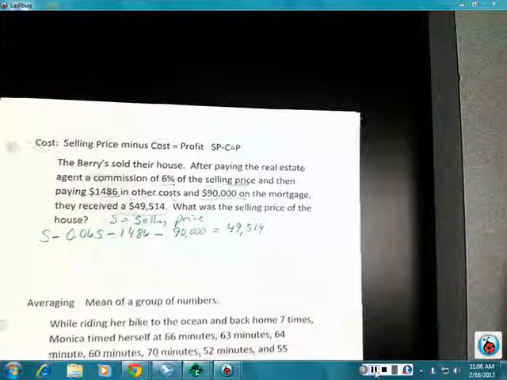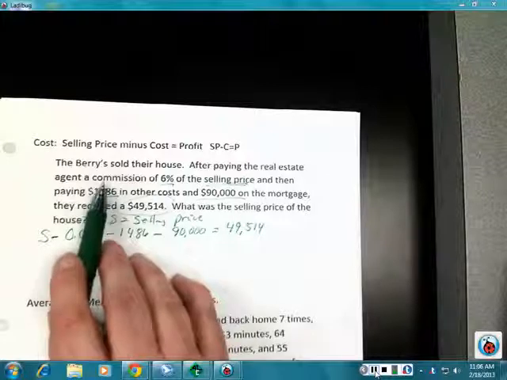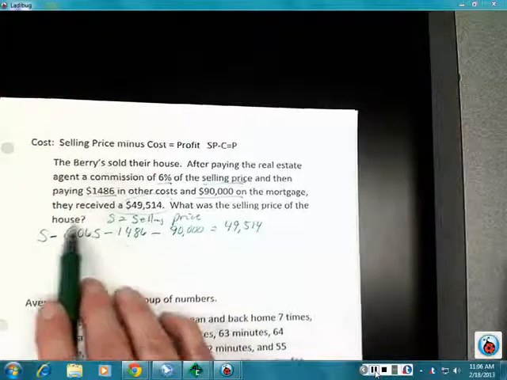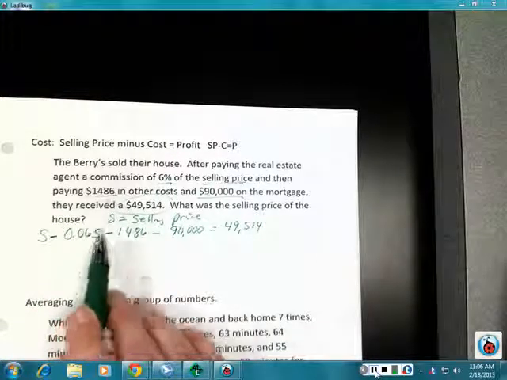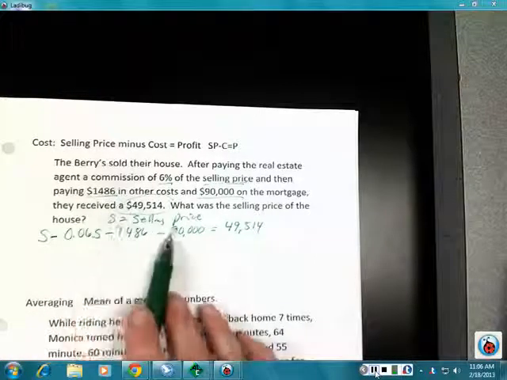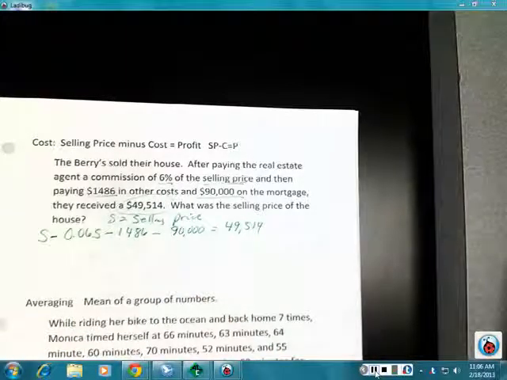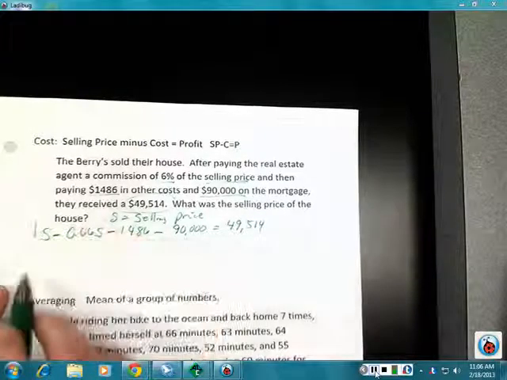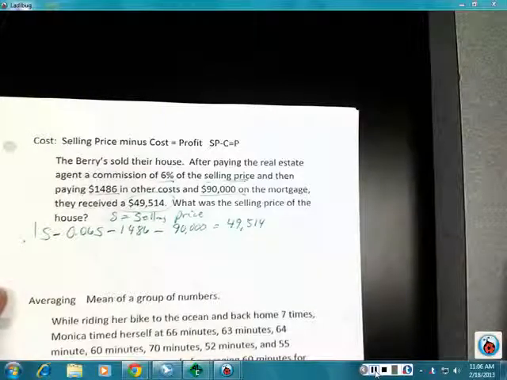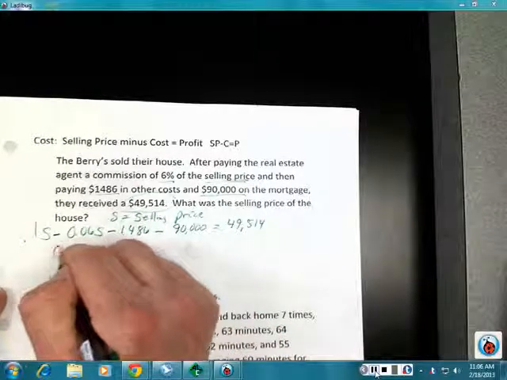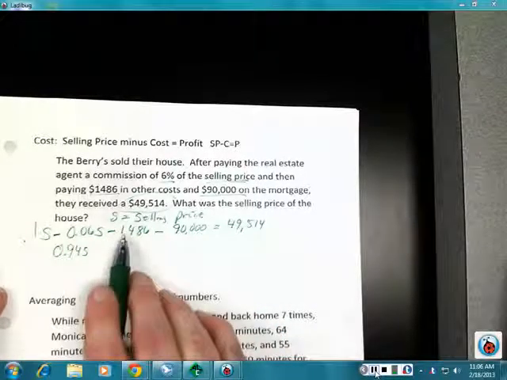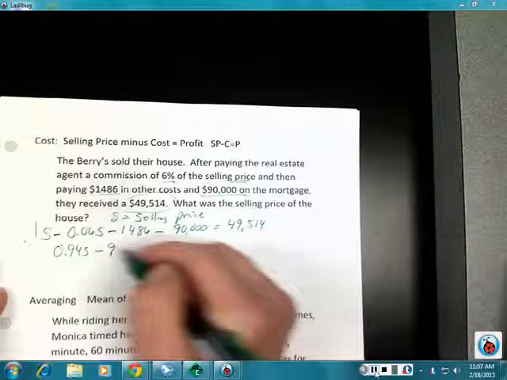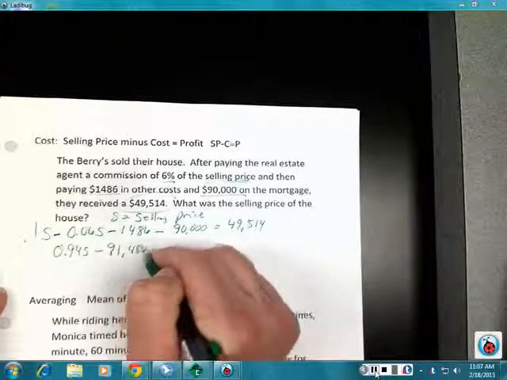Okay? Yes or no? We know nothing about the selling price of the house. We know there was a commission off of that selling price, a flat fee they had to pay, and then they had to pay the mortgage off, and that comes out to be our spot here. So if I put this S and a negative 0.06S together, what does that give me? 0.94S. I put a negative 1,486 plus this 90,000, that gives me a negative 91,486.